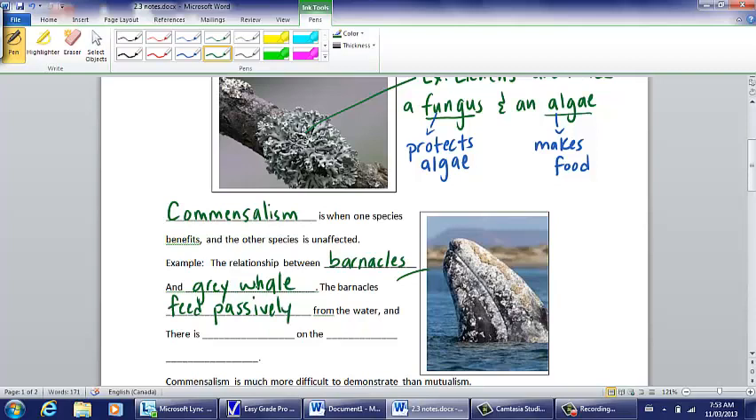So they're hitching a ride. When they're on the whale, the whale is going to move along and lots of water is going to filter through them. This allows them to feed. There's no effect on the gray whales. The gray whales don't care that they're there. They're not harmed in any way. They also don't benefit in any way.